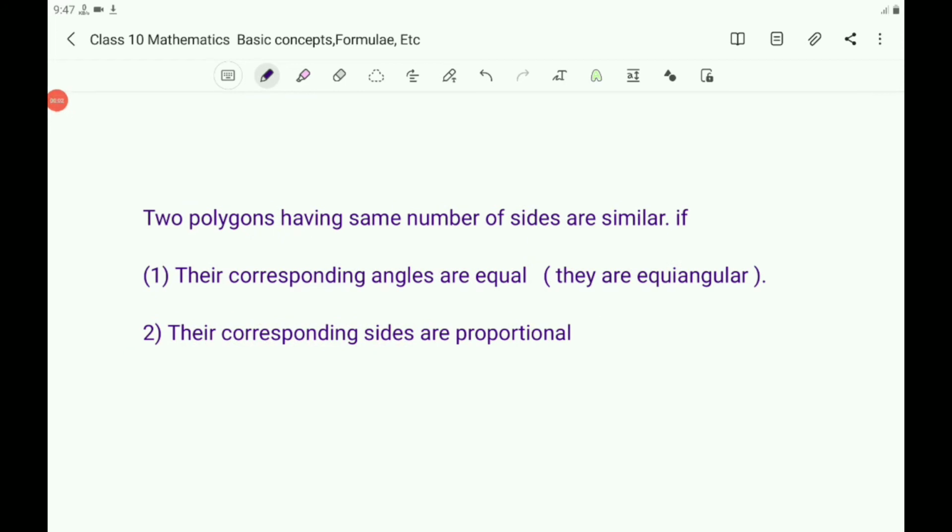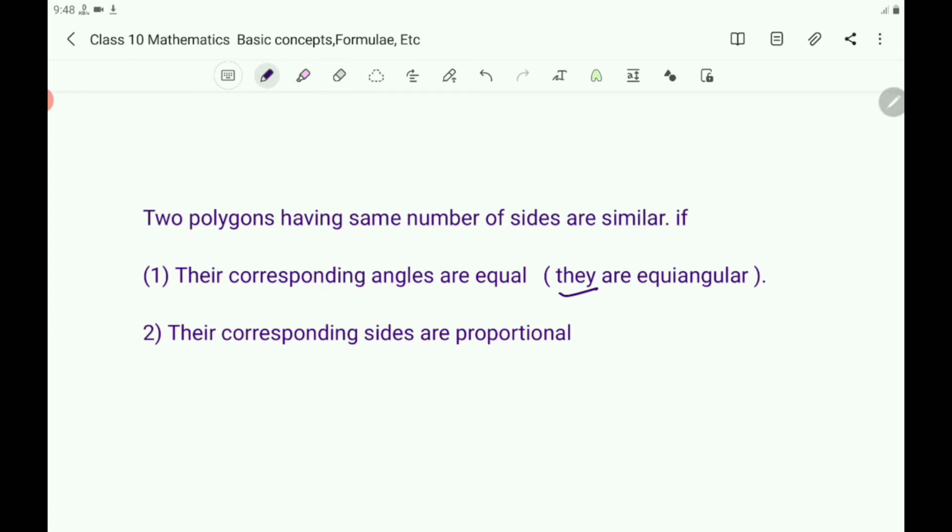According to this condition, you can conclude that all equilateral triangles are similar because they are equiangular and their sides are also in the same ratio. Similarly, all squares are similar and all regular polygons are similar. You know that an equilateral triangle is a regular polygon, a square is a regular polygon. Similarly, you can have regular pentagons, regular hexagons, etc. So, all regular pentagons are similar, all regular hexagons are similar.